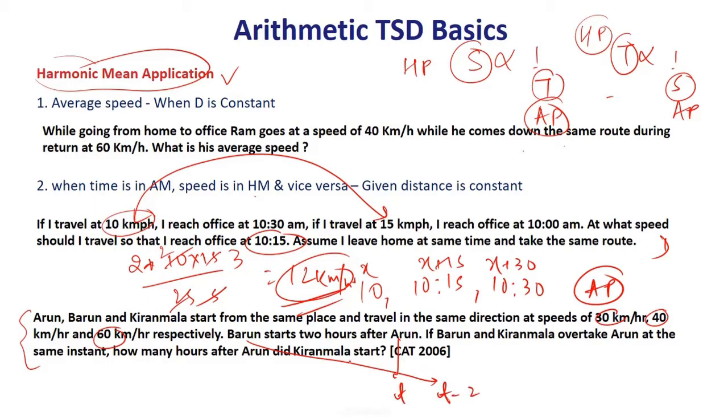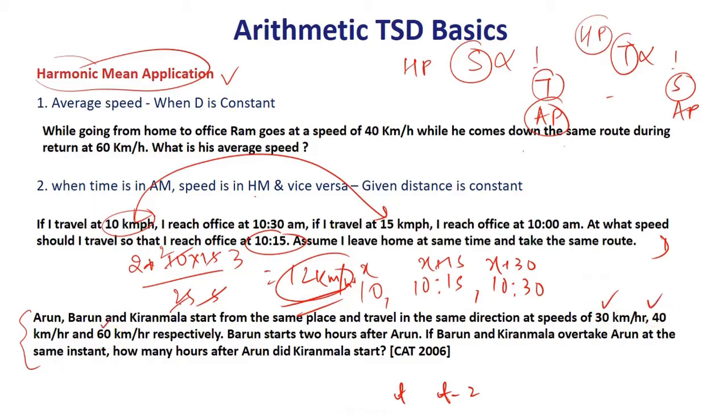Sorry, T minus 2 because it starts 2 hours after. So T minus 2 hours. If Barun and Kiran Mala overtake Arun at the same instant, then how many hours after Arun did Kiran Mala start? Very simple question. Let's see here: 30, 40 and 60.